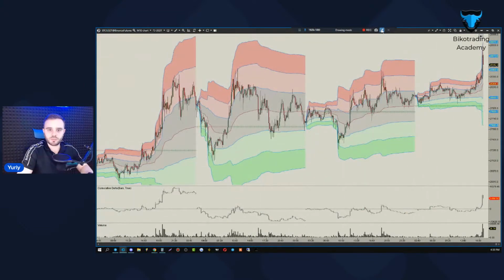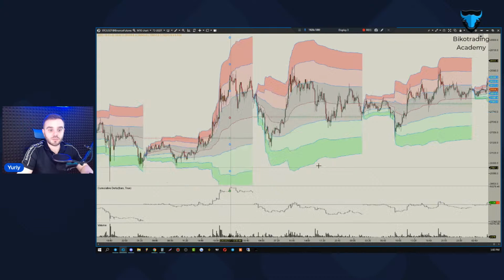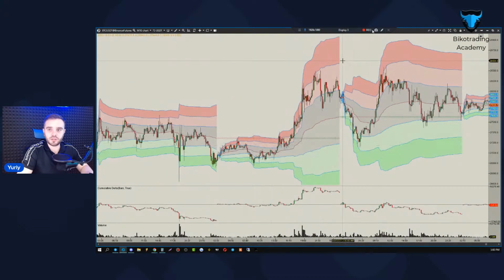Have a look at this example. Price moved from this red area into this green area, and have a look after that again, after that again. That's an example for you of how sometimes these areas will be really good for BTC. Have a look at this one. It bounced from this area again into this green area.